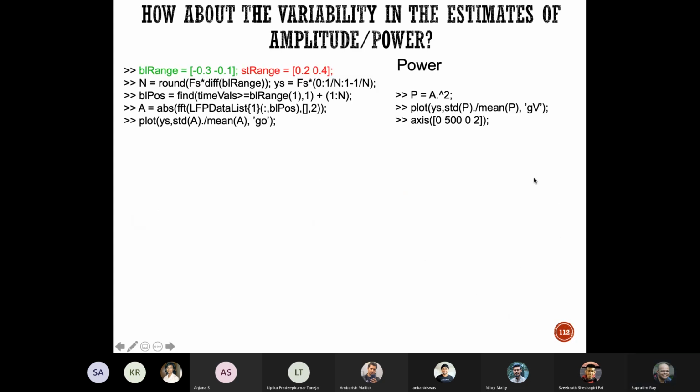Okay, so any questions on windowing? Now we are going to talk about the multi-taper method today. So if there are any questions, please go ahead. Otherwise, I'll proceed forward. Okay, so let's proceed forward.